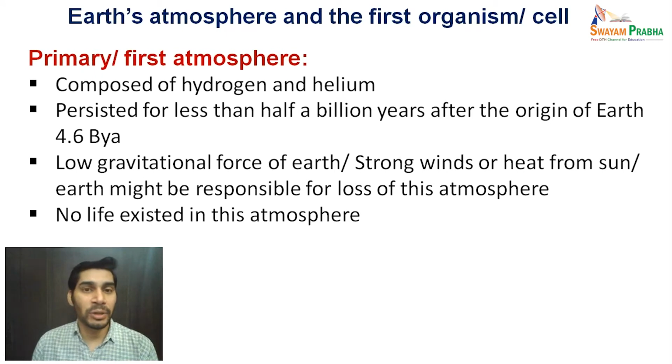Now, as I just talked about the secondary atmosphere, the Earth's atmosphere has been divided into two, that is primary or the first atmosphere and the secondary atmosphere. The primary atmosphere was there at around 4.6 billion years ago. It was composed of hydrogen and helium. The low gravitational force of Earth, strong winds coming from Earth or Sun might be responsible for the loss of this atmosphere. But remember, there was no life form available at that time. So, none of the life has actually seen this primary atmosphere.